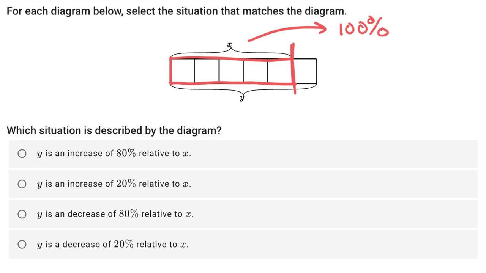And I'm going to look and see how many pieces x is divided into. In this case, x is divided into 5 equal pieces. So if I take 100 and divide it into 5, I get 20%. So that means each piece represents 20% of the whole.